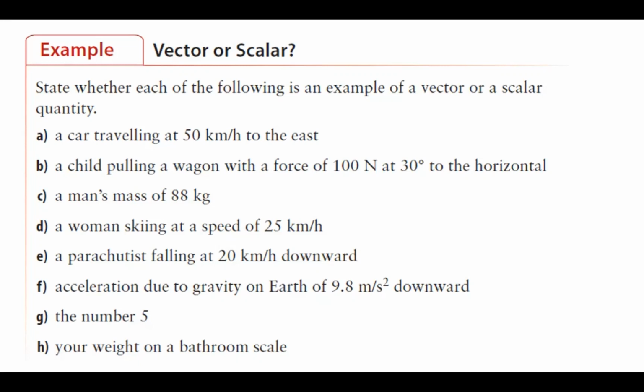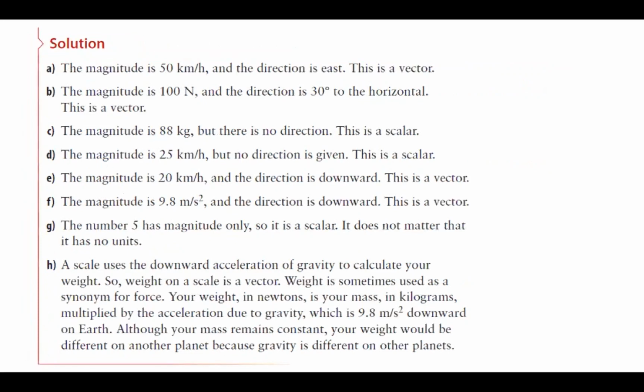Okay, have you finished? Let's have a look at the solution together. So according to the concepts of scalar and vector, in question A, we know the magnitude is 50 kilometers per hour, right? And there is also a direction which is east. So this is a vector. In question B, the magnitude is 100 Newton and the direction is 30 degrees to the horizontal. So this is also a vector.